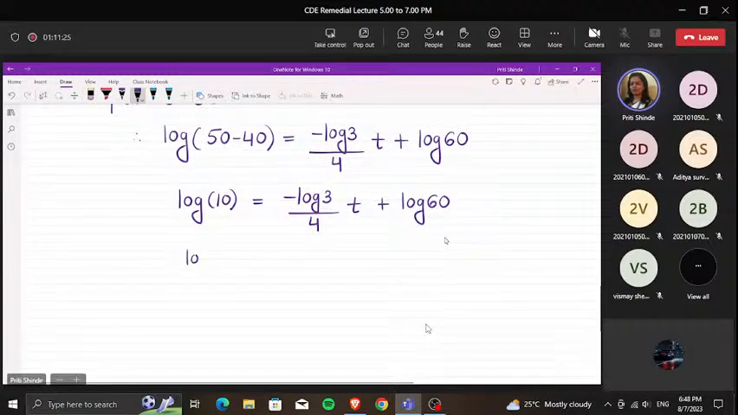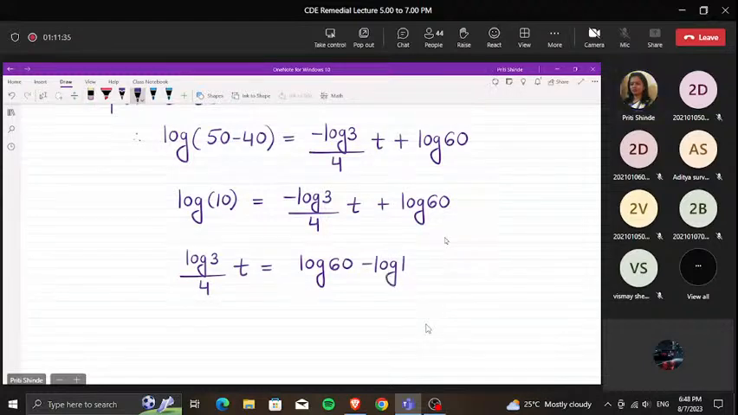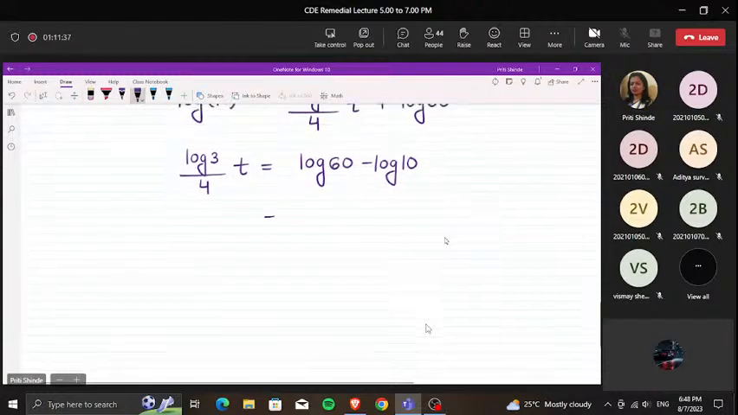So on the left hand side it becomes log 3 divided by 4t is equal to log of 60 minus log of 10. Now, using properties of log, tell me what is log 60 minus log 10. Log 60 by 10. Correct. Log of A minus log B is log of A by B.